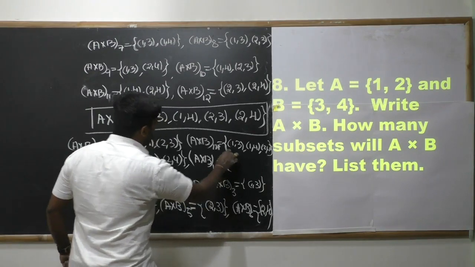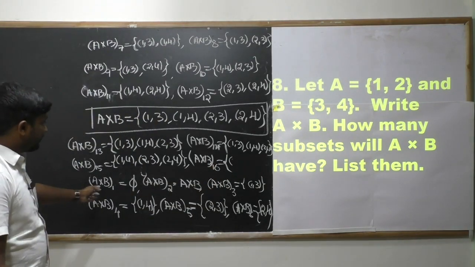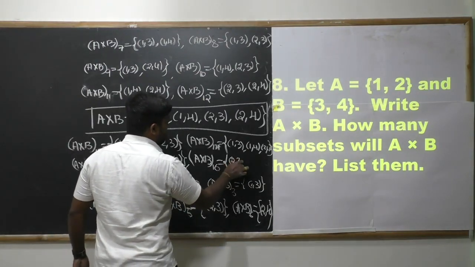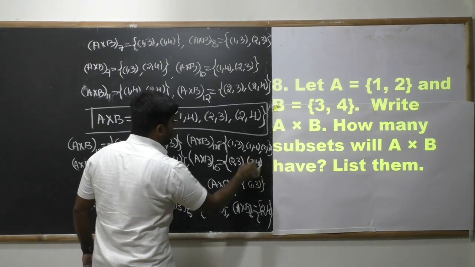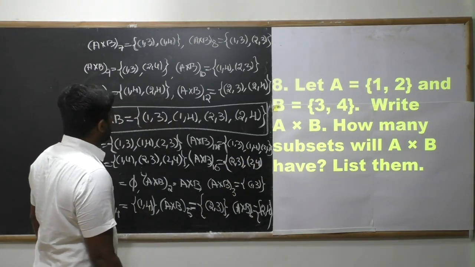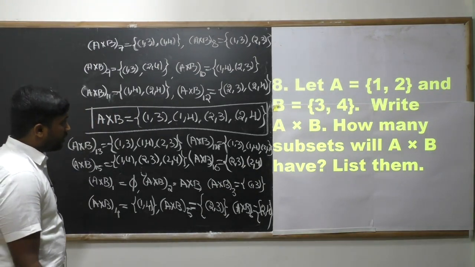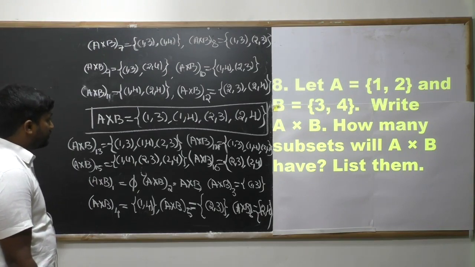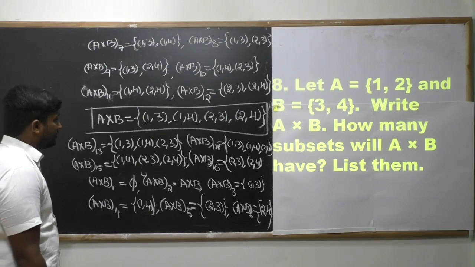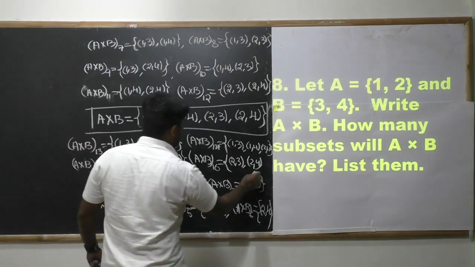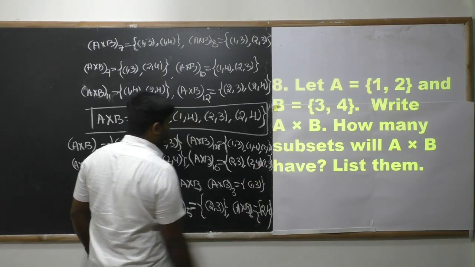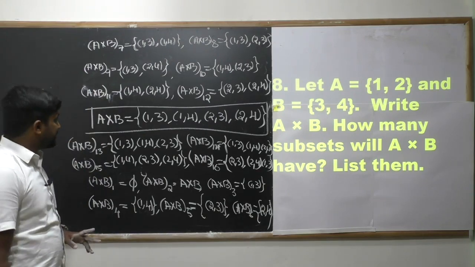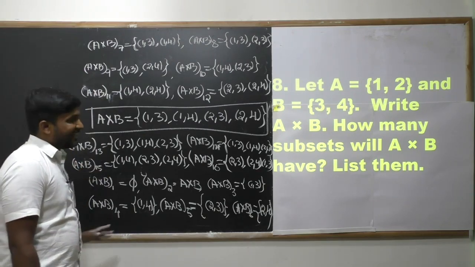1 comma 3, 2 comma 3, 2 comma 4, 2 comma 3, 2 comma 4 and 1 comma 3. These are the 16 subsets of A cross B.